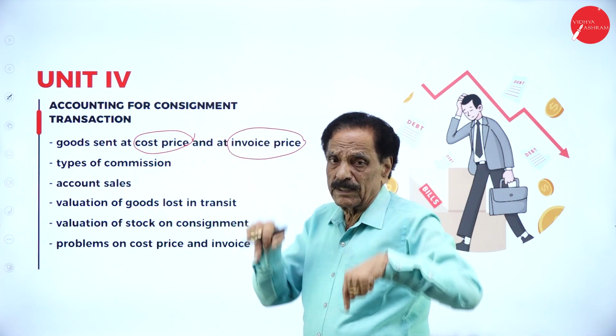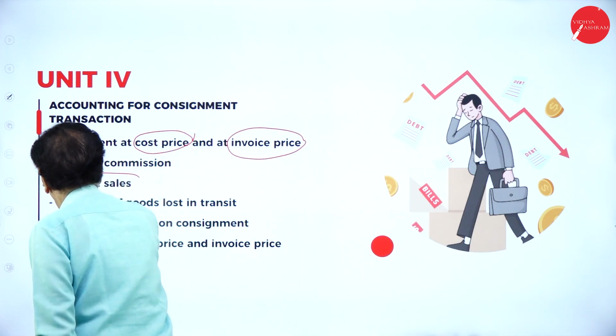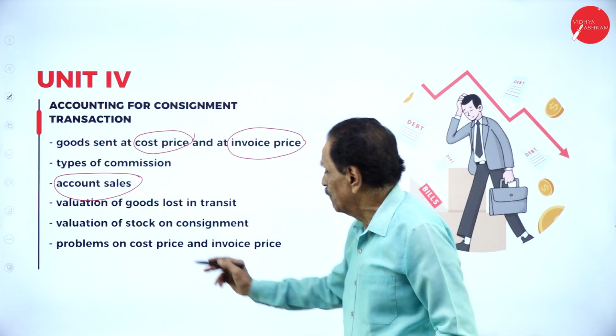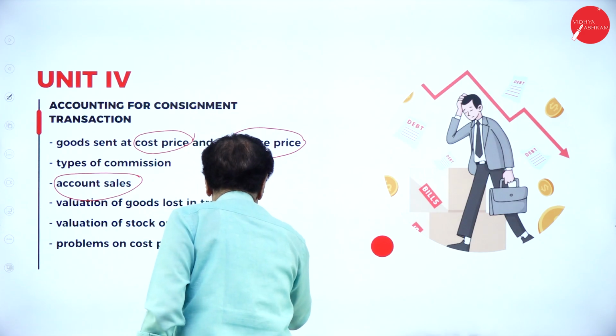Account sale, let's see how the account sale format you have to write. Here, valuation of goods lost in transit, valuation of stock on consignment. This is nothing but closing stock.